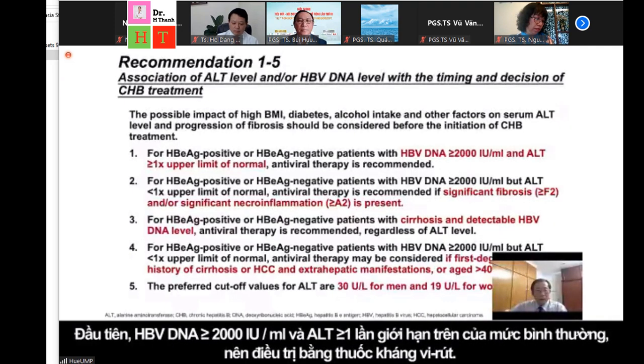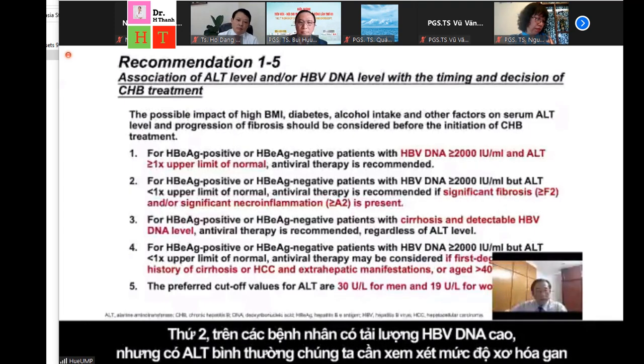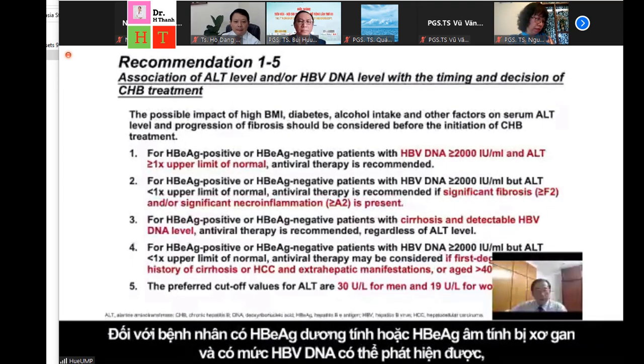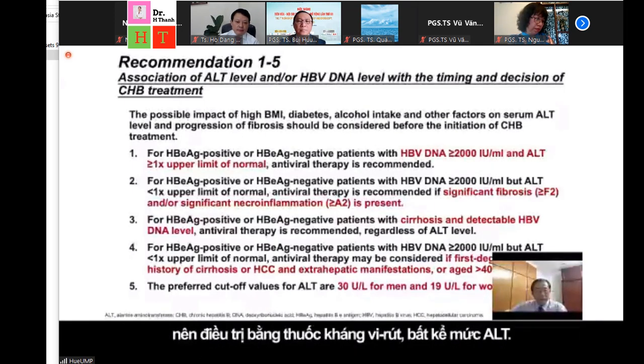The first one is that for patients with HBV DNA more than 2,000 and abnormal ALT, antiviral therapy is recommended. And for the patients with high HBV DNA but a normal ALT, we should consider the fibrosis. If they have significant fibrosis or necroinflammation, antiviral therapy is recommended. If the patients already have liver cirrhosis and detectable HBV DNA, antiviral therapy is recommended regardless of their ALT level.